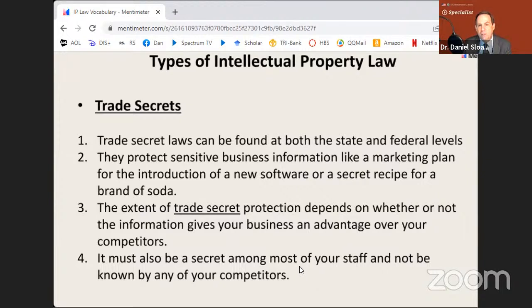And the extent of its trade secret protection depends on whether or not the information gives your business an advantage over your competitors. That's another thing. It needs to have a benefit above your competitors. Kind of getting back to that non-obvious issue. It must also be a secret among most of your staff and not be known by any of your competitors. So you have to retain the secrecy.